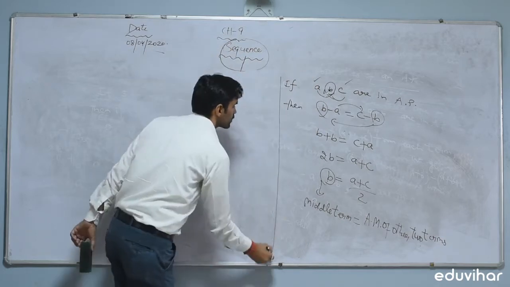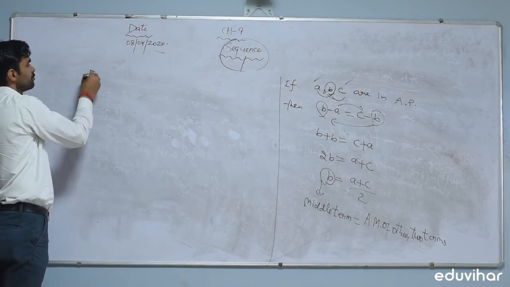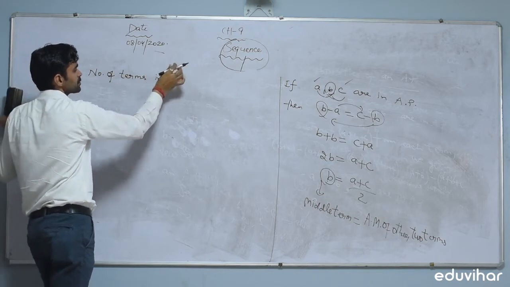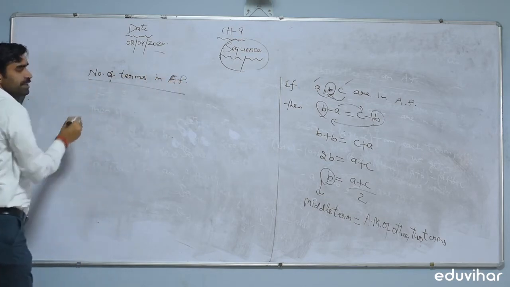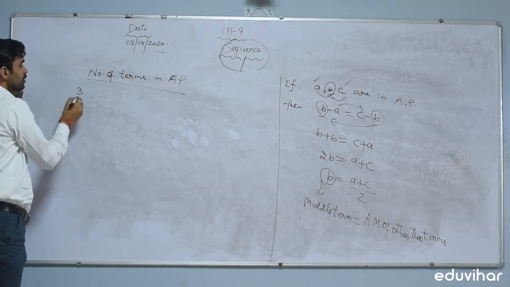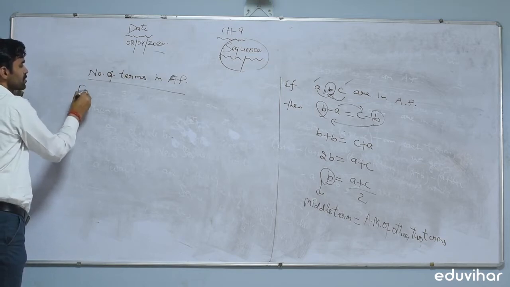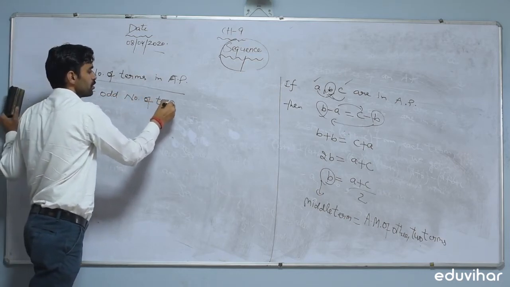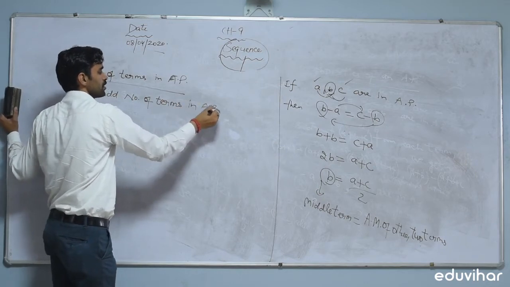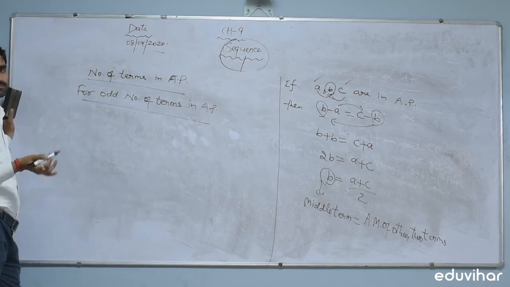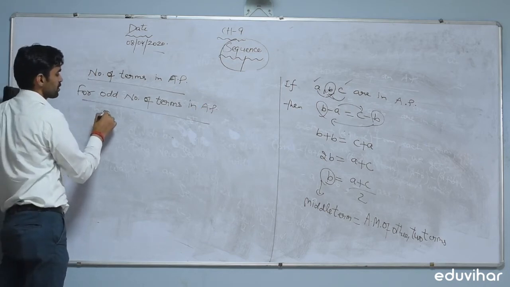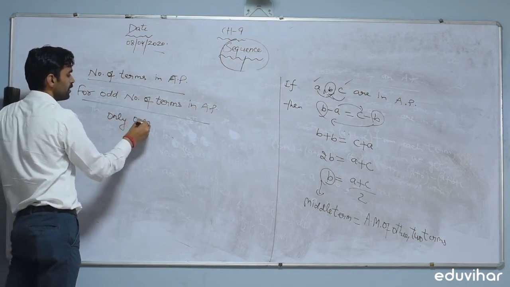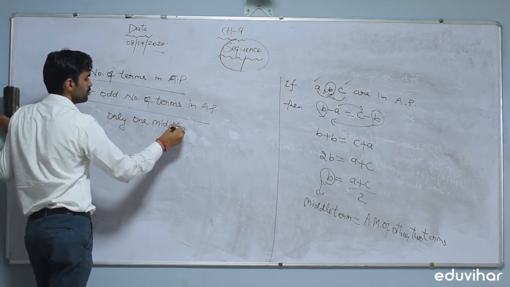Okay, next, number of terms in AP. For an odd number of terms in AP, that is 3, 5, 7 terms, there is only one middle term.